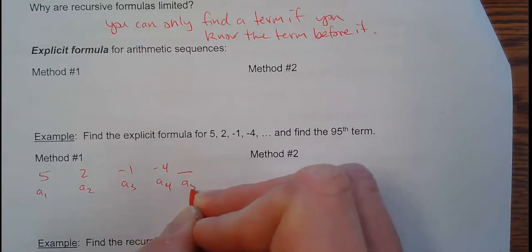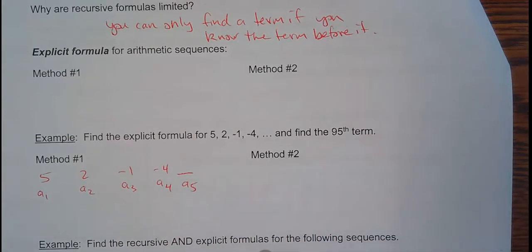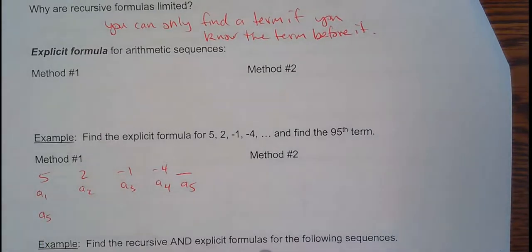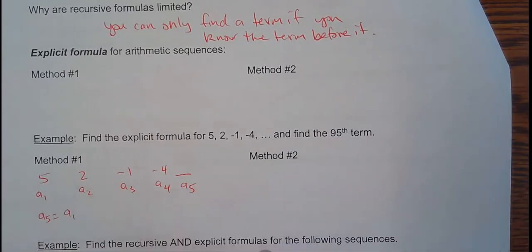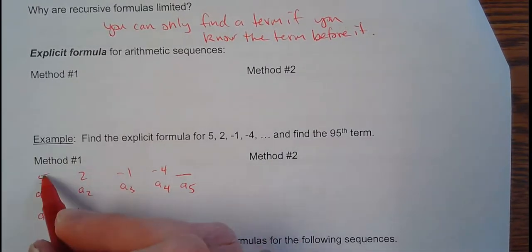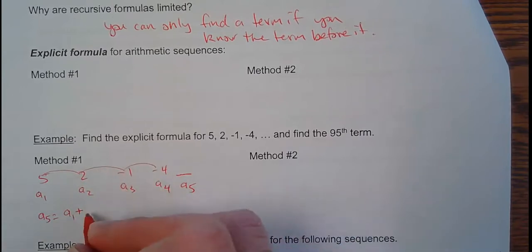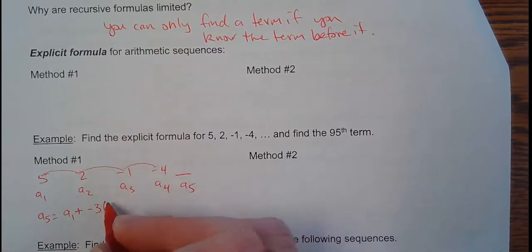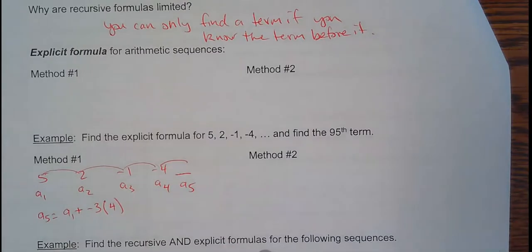I'll just say a sub 5. We'll just do this for now and kind of talk about how to get that one, and then I can do this one. So if I wanted to find just the 5th term for now, not the 95th, I've got to start with the first term, and I've got to add, or in this case subtract, so add -3, add -3, add -3. In this case, I did it 1, 2, 3 times. Whoops, let's do it a 4th time to get to a sub 5. So I'm going to do it 4 times.